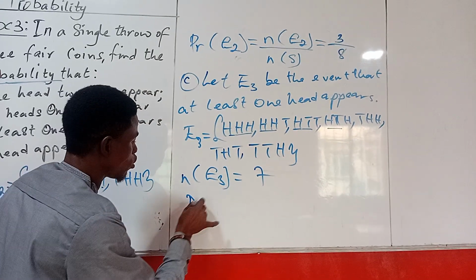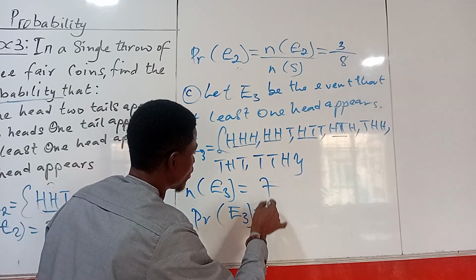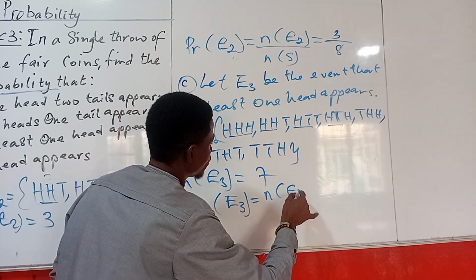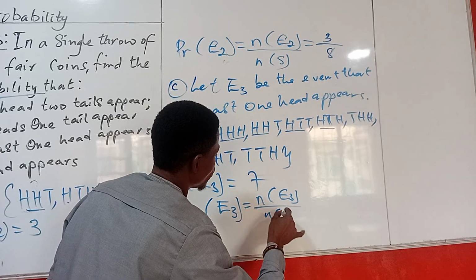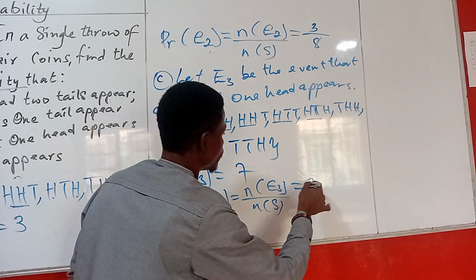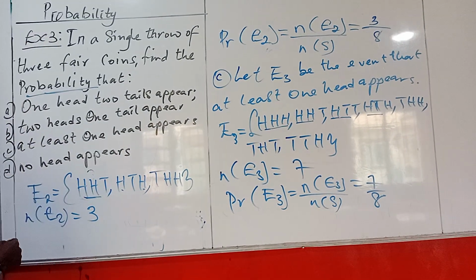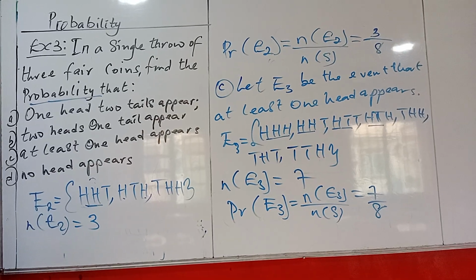Therefore, the probability of this now, which is P of E3, will be N of E3 over N of S. So we have 7 over 8. That is at least one egg appears. Then the next one is what?